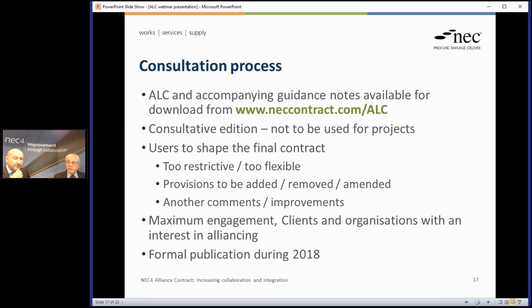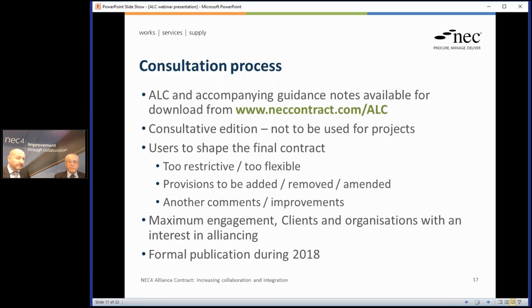The process is that you need to register with NEC. They will then give you a key to download a copy of the contract for a period of time to look at and to see how well it works and what's good and what's bad and what's indifferent over it. The feedback from that will then be used to shape the final contract.